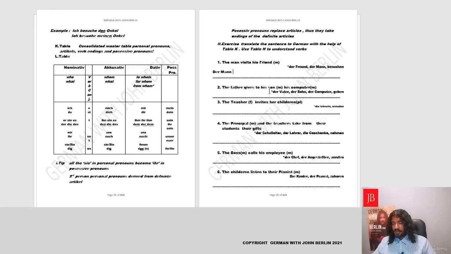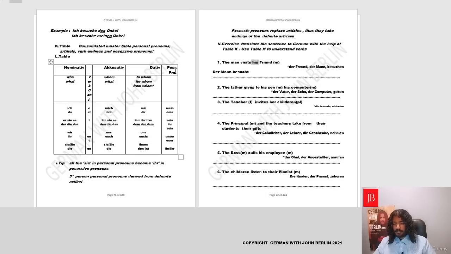The verb is besuchen. We'll conjugate it for third person. Yes, it'll be besucht. Perfect. Der Mann besucht his friend. Now we know that the basic idea is that the possessive pronouns replace the articles. So basically, if I would have said the man visits the friend, it would be the man visits, der Mann besucht, whom, and friend is masculine, so I would have said den Freund, but I will not say den. I need a possessive pronoun here, which is his.